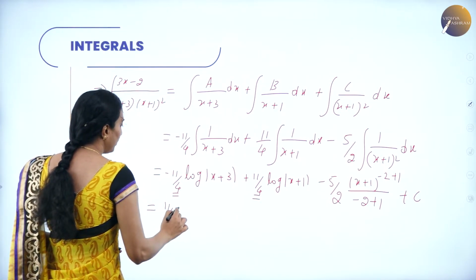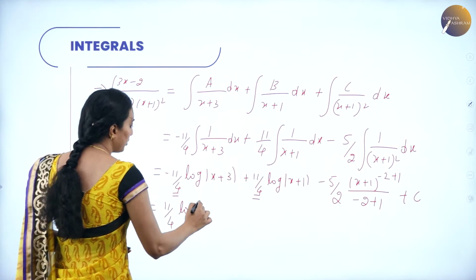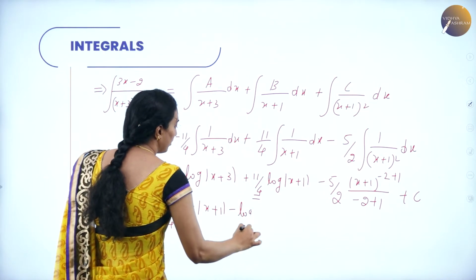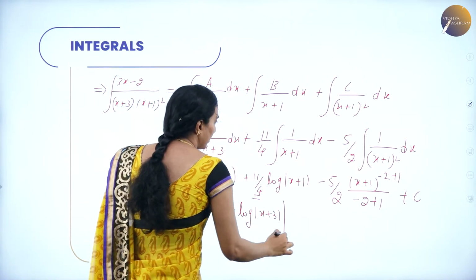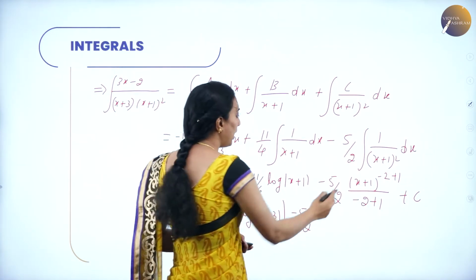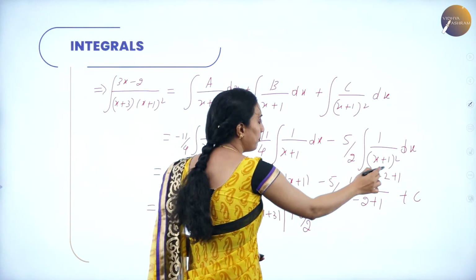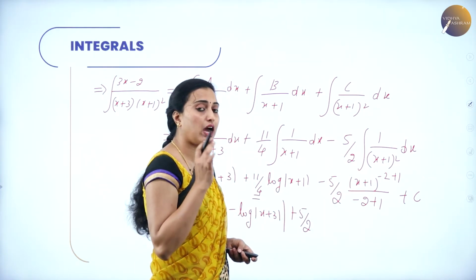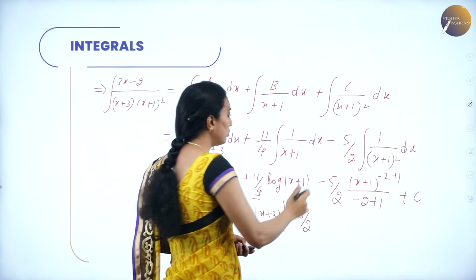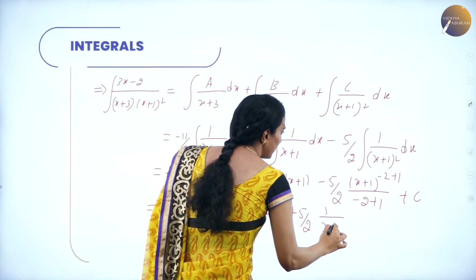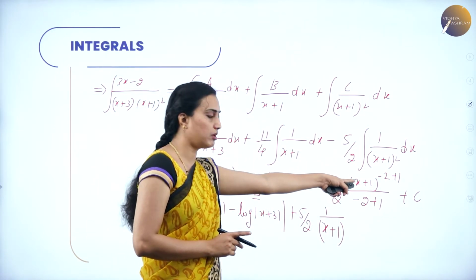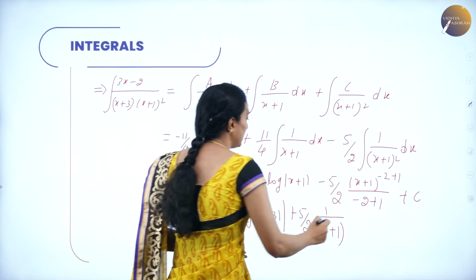So, 11 by 4 into log of, I am writing first positive, modulus of x plus 1 minus log of modulus of x plus 3, again minus 5 by 2. Here minus 2 plus 1 will be minus 1, minus into minus will be plus. x plus 1 to the power of minus 1 will come to the denominator. So, therefore, you are getting 1 over x plus 1 to the power of 1. If it goes to the numerator, you are going to get back to the same step. Minus 2 plus 1 is minus 1, plus c.